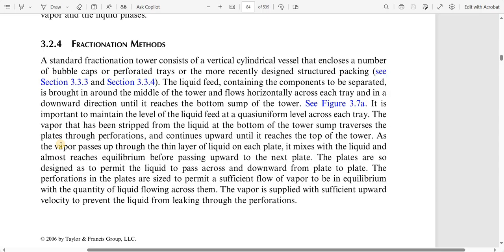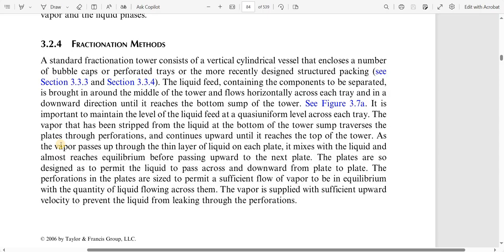The liquid feed containing the components to be separated is brought in around the middle of the tower and flows horizontally across each tray and in a downward direction until it reaches the bottom sump of the tower. It is important to maintain the level of liquid feed at a quasi-uniform level across each tray.